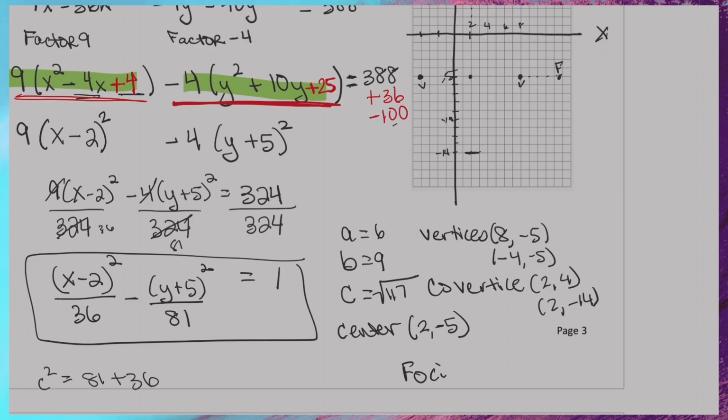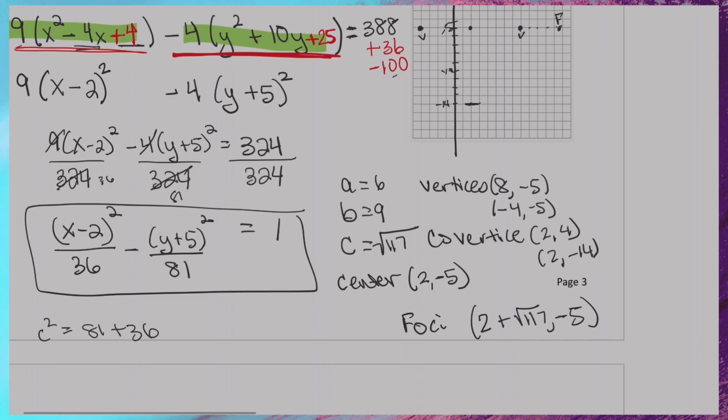So I'm starting at (2, -5). From the 2, I'm going to the right square root of 117, staying at -5 for height. The next one, I'm at 2, and I'm going to go left square root of 117 and staying at -5 for height. So I'm going to go left about 10.8-ish. Am I going to run out of room? 1, 2, 3, 4, 5, 6, 7, 8, 9, 10. Yeah, I am. About right there.